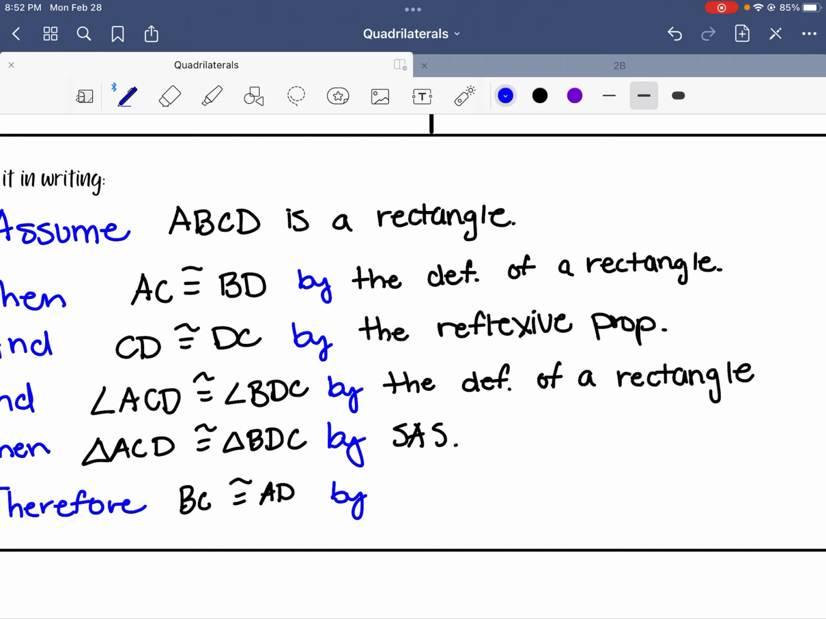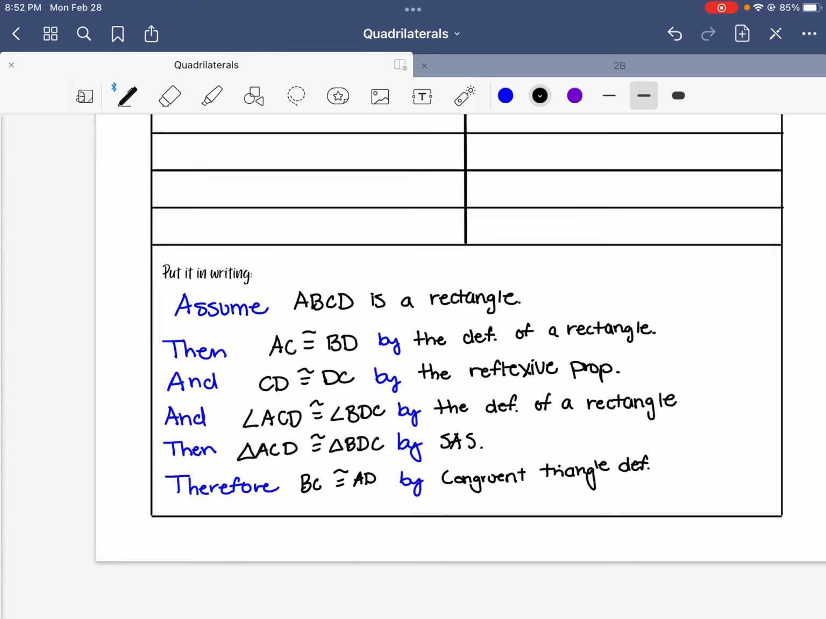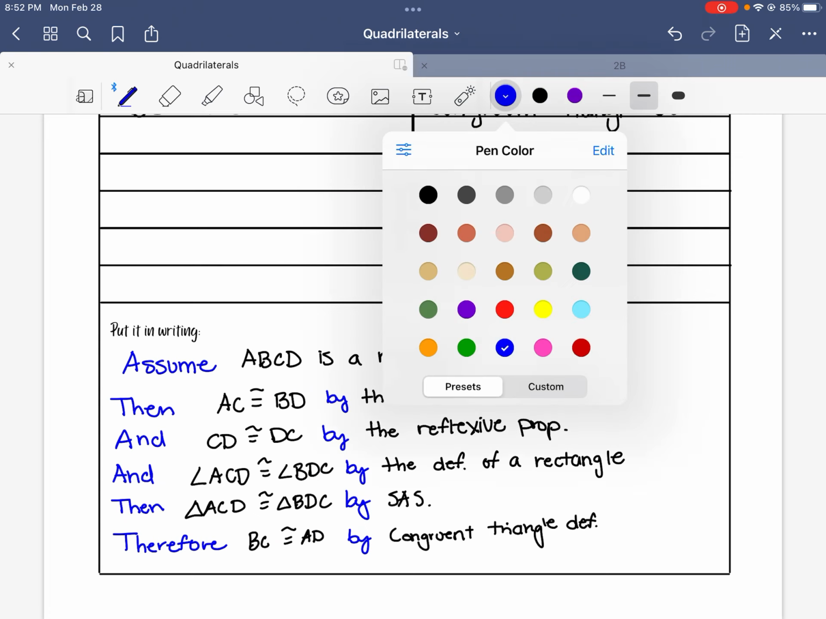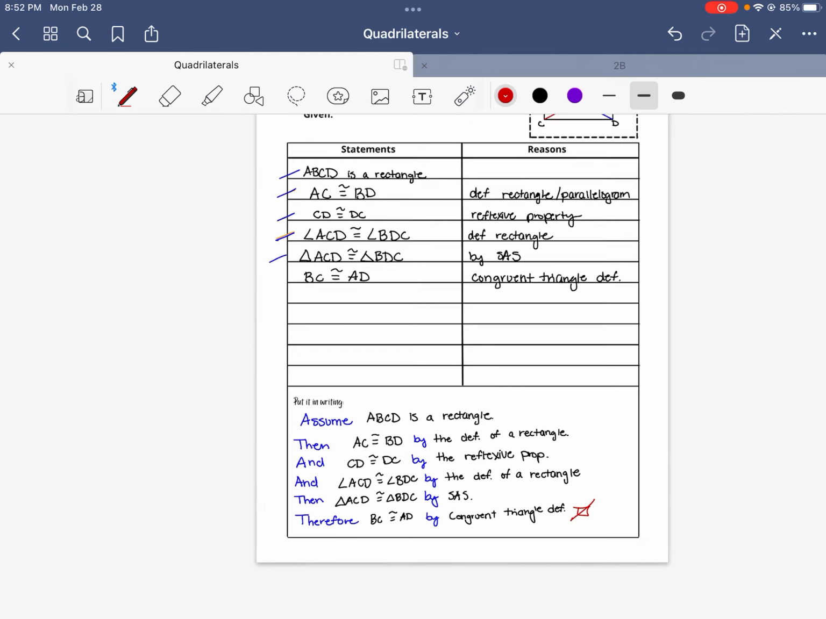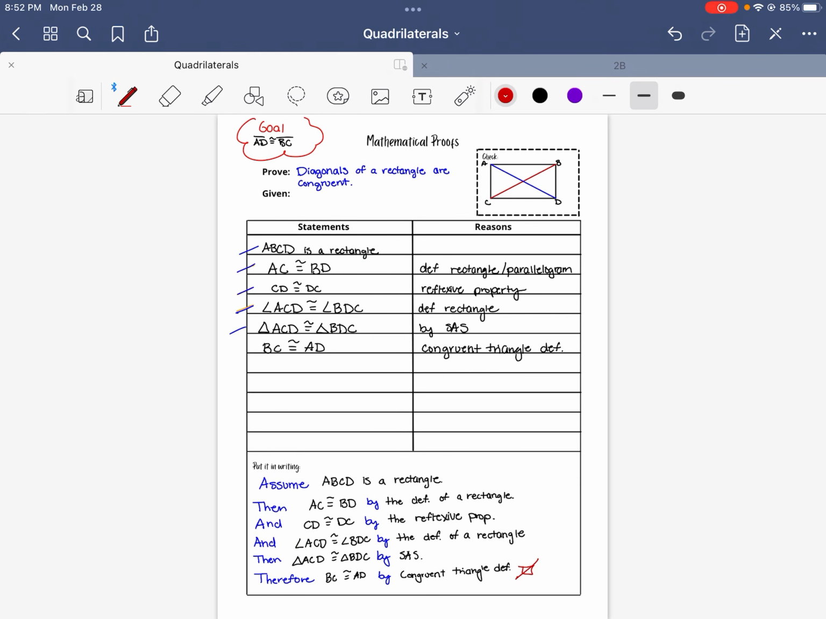by the congruent triangle definition. And again, we would not be done if we did not use our mathematician's QED symbol. Bam. And that is it. That's how it's done. Good luck.